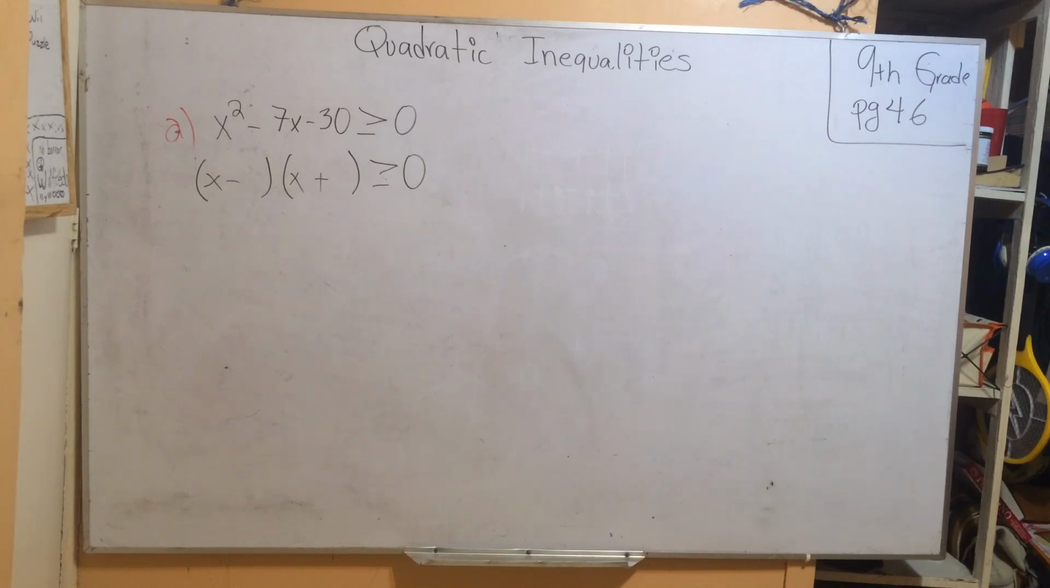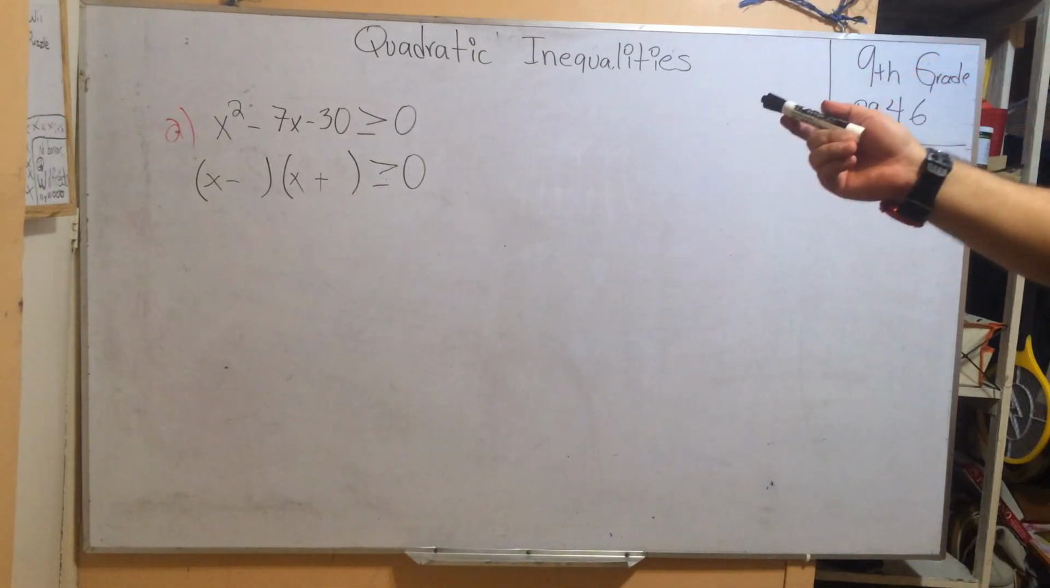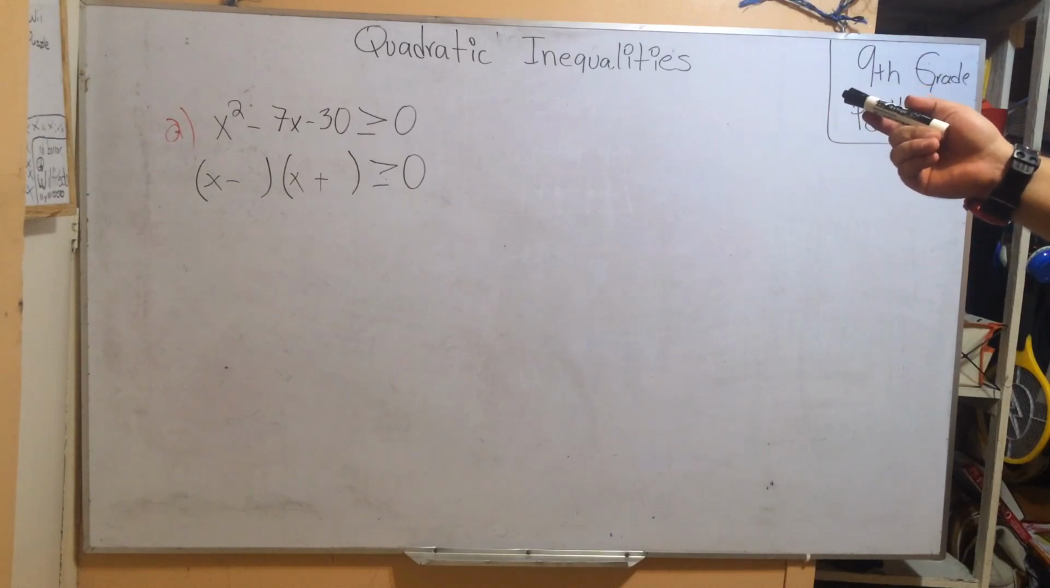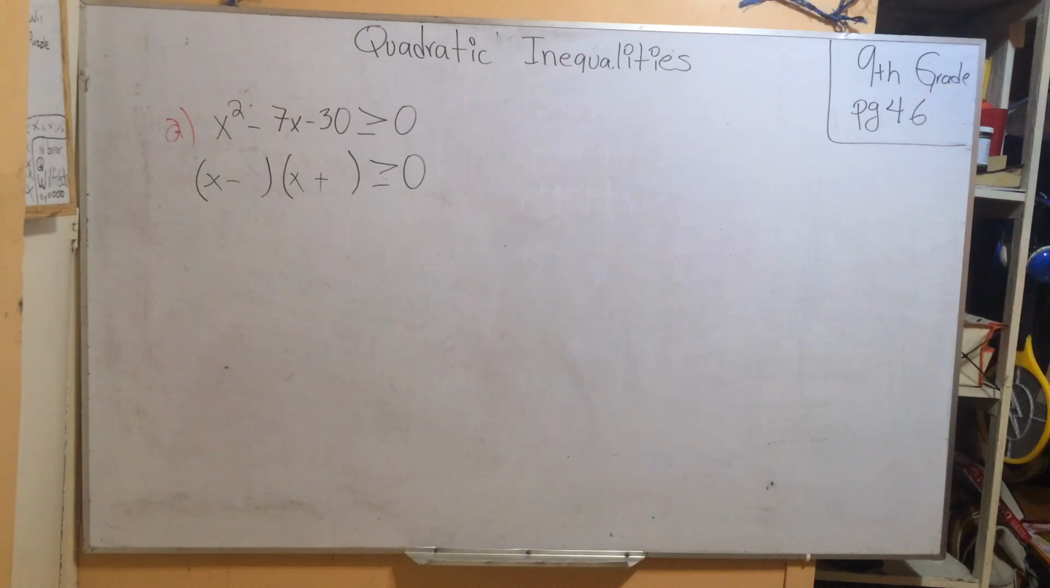So let's think about 2 numbers. 15 and 2, maybe? No, right? What about 6 and 5? Let's try. If we were to have 6 and 5, that means that 28, no. What would we use for this one?